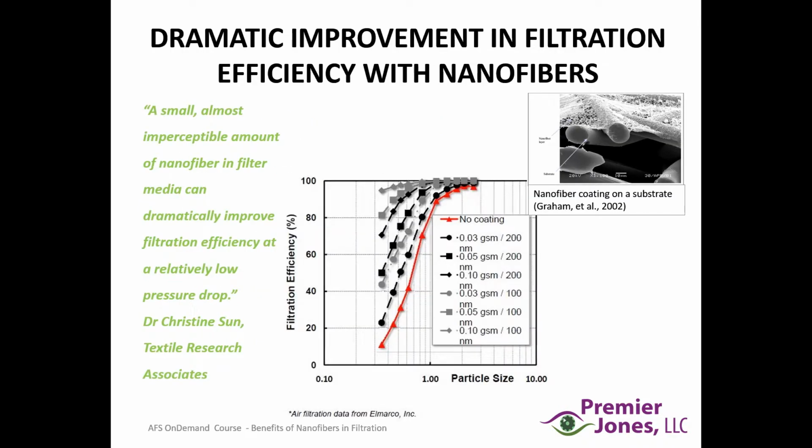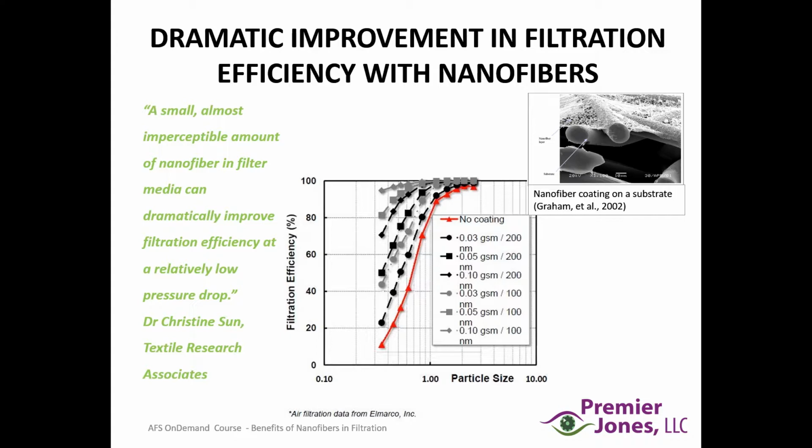A small amount of nanofibers within a filter media can create a dramatic improvement in filtration efficiency. As an example, please refer to the chart in the middle of this slide. The x-axis represents the size of the particles being captured by the filter media. The y-axis plots the filtration efficiency. Reading the chart from right to left, the red line is the baseline. It shows the filtration efficiency of media without the nanofiber coating.